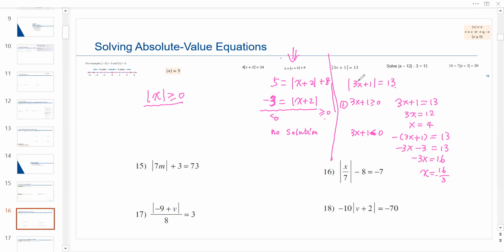Actually, I do something wrong here. Can you guys find out what I'm doing wrong? Actually, I copied the wrong one. Copy here. I need to correct myself.